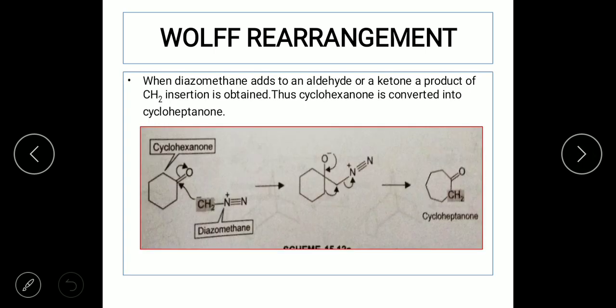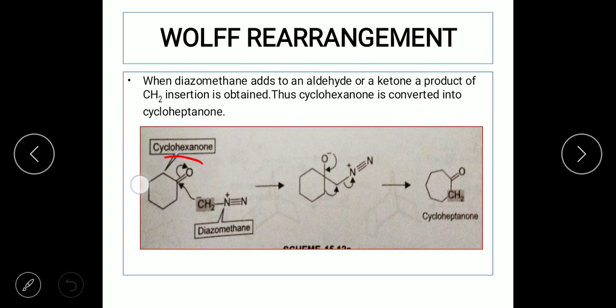Now let us take some examples. When diazomethane adds to an aldehyde or a ketone, a product of CH2 insertion is obtained. That is nothing but ring expansion. Always, whenever there is an Arndt-Eistert reaction or the Wolff rearrangement, it takes place because there is always going to be an addition of a carbon atom to the product, okay?